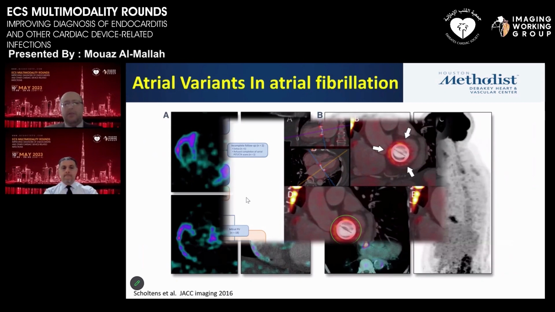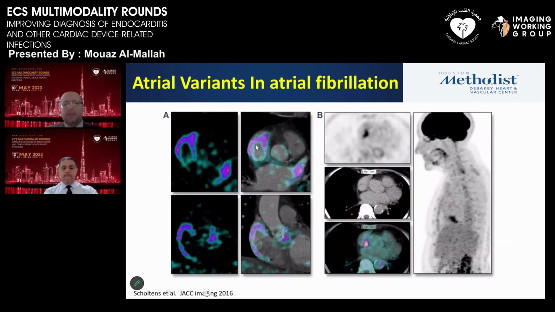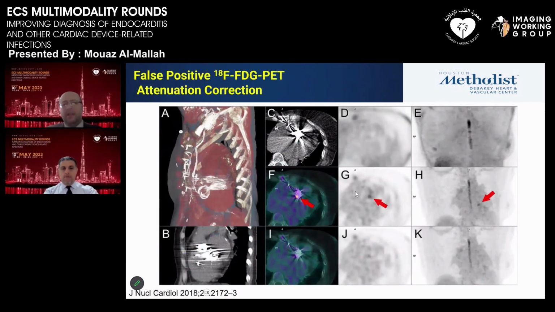So how do we utilize it all together? There are also some areas in the heart that usually take up FDG, so you need to be aware of them, like the right atrium itself. That's brown fat, which is also a normal variant. Sometimes there is lipomatous hypertrophy of the interatrial septum. If it is significant, this can have FDG uptake. So that's something very important, so you're not calling infection there.